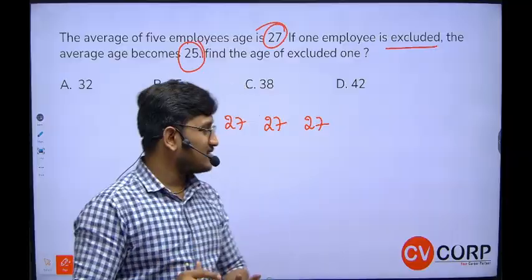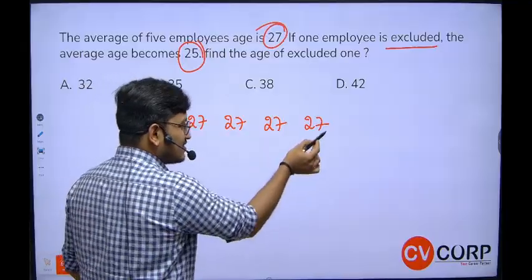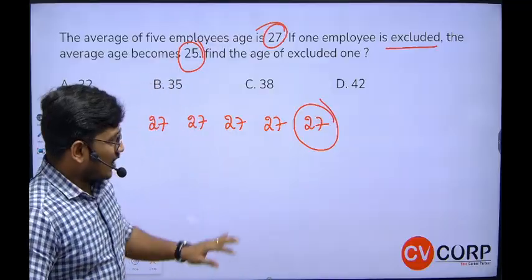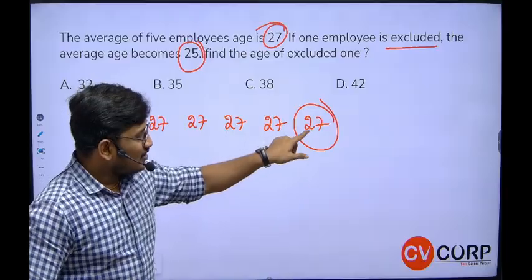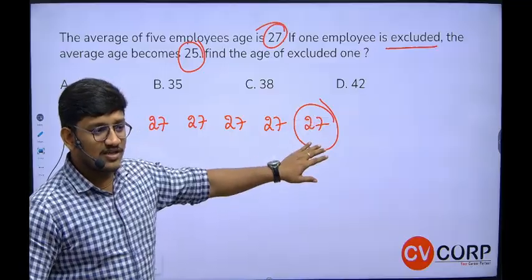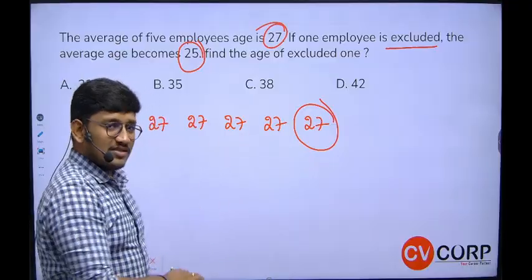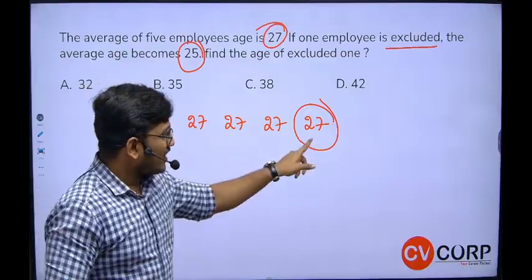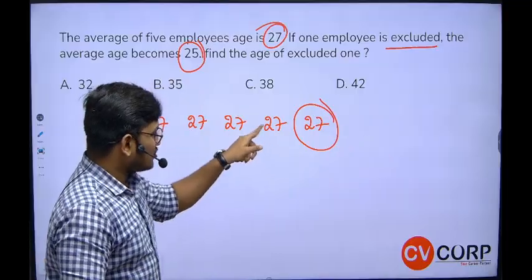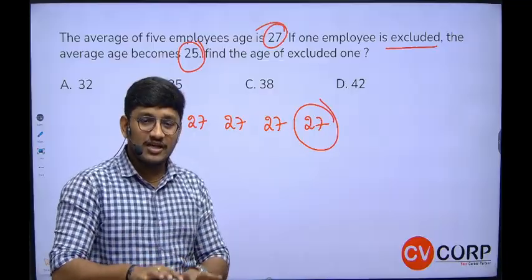Now let's consider there are 5 employees, each with 27 chocolates. Let's consider this is the person who is going to leave the company. Just imagine, while this person is leaving, if he had taken those 27 chocolates with him, what about the average of the remaining 4 employees? It will not change, because the remaining numbers are 27, 27, 27, 27. So the average will not change for the remaining 4 people.